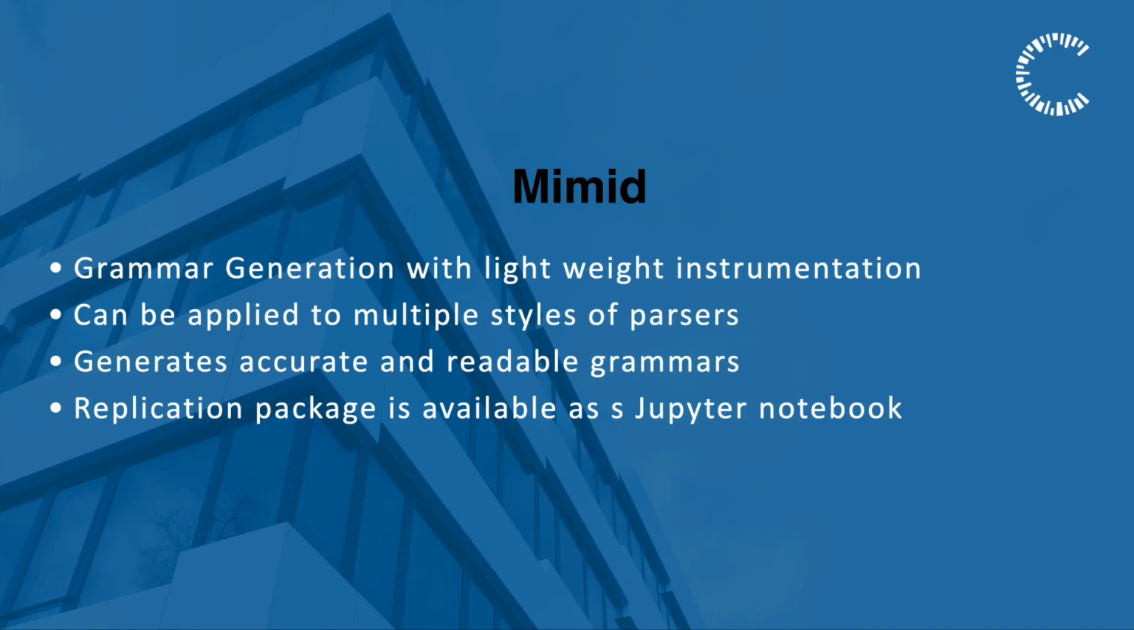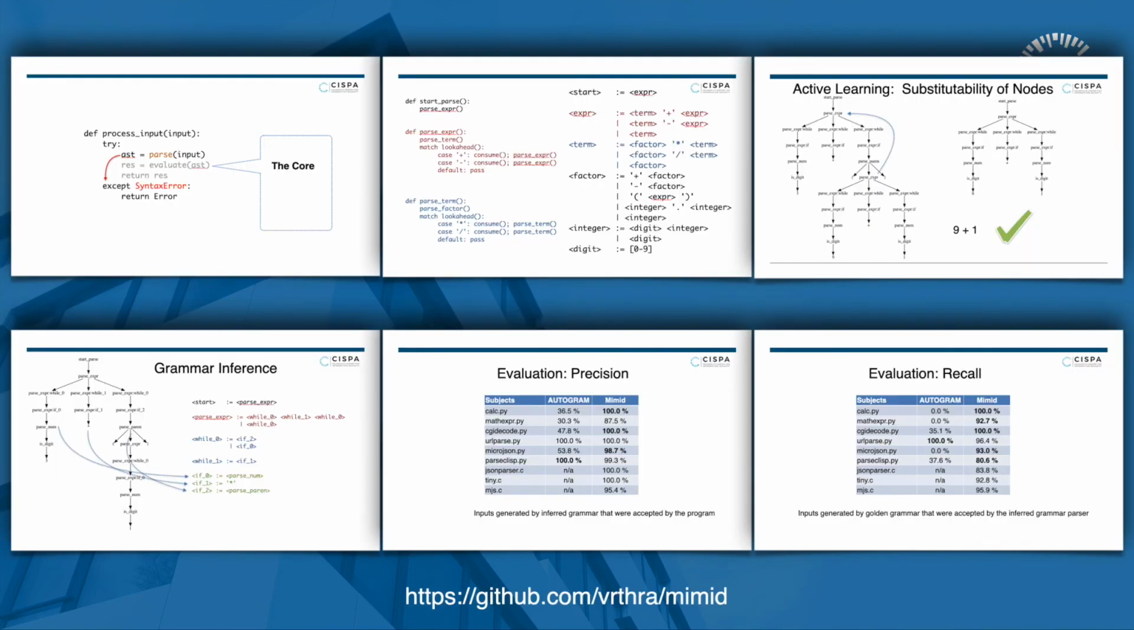Mimid is lightweight and can be applied on a variety of parsers, and the grammars produced by Mimid are well readable. Finally, our implementation is available as a standalone Jupyter notebook as well as a Vagrant VirtualBox. So in summary, we showed why grammar mining was necessary, and we showed how the parse trees can be recovered from dynamic control flow. We also showed how to generalize the parse trees, how to generate the grammar from the parse trees, and we showed that Mimid has both high precision as well as high recall.